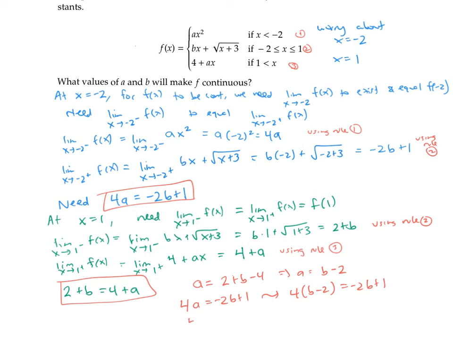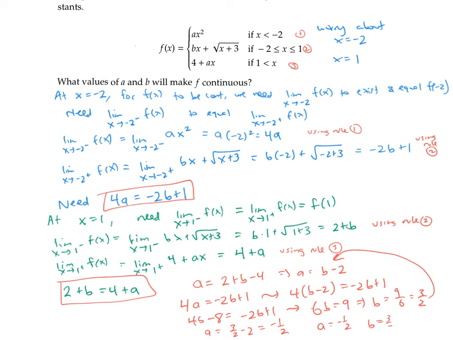If I distribute, 4b minus 8 equals negative 2b plus 1, which gives me, if I move the b's to the left and the constants to the right, 6b equals 9, which means that b is 9/6 or 3/2. Plugging that value of b back into this equation, that gives me a is 3/2 minus 2, which is negative 1/2. So I have a equals negative 1/2, b equals 3/2 as the special values of the constants that will make my original piecewise defined function continuous.